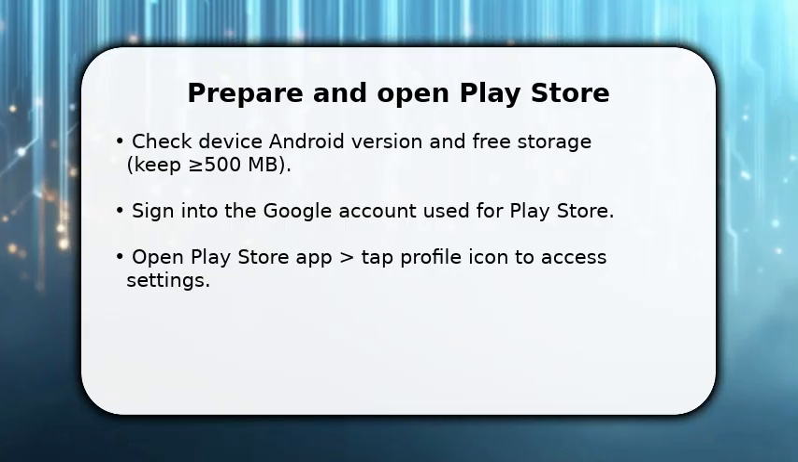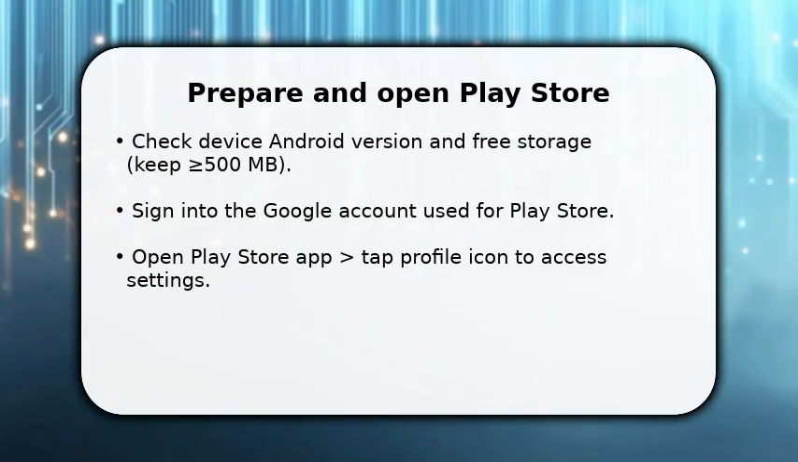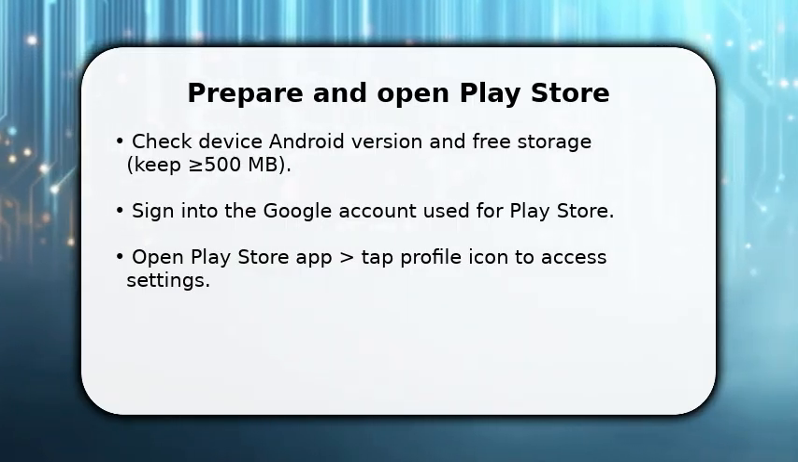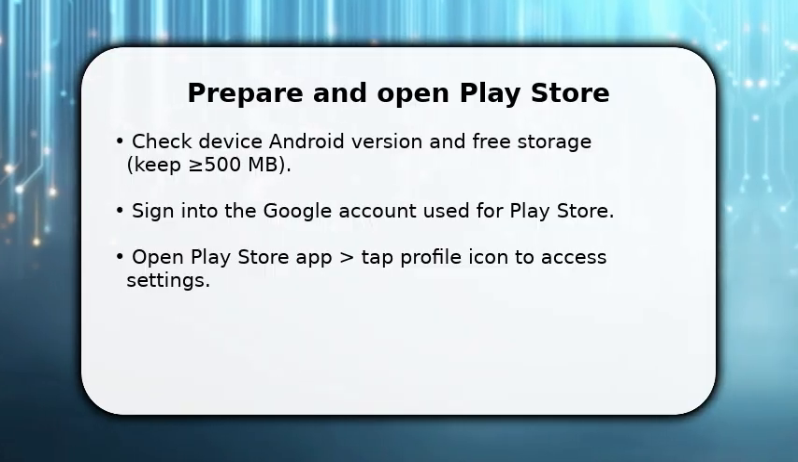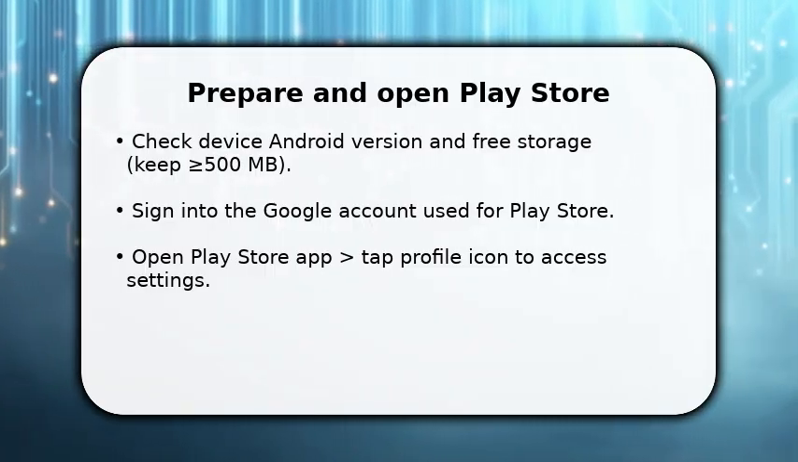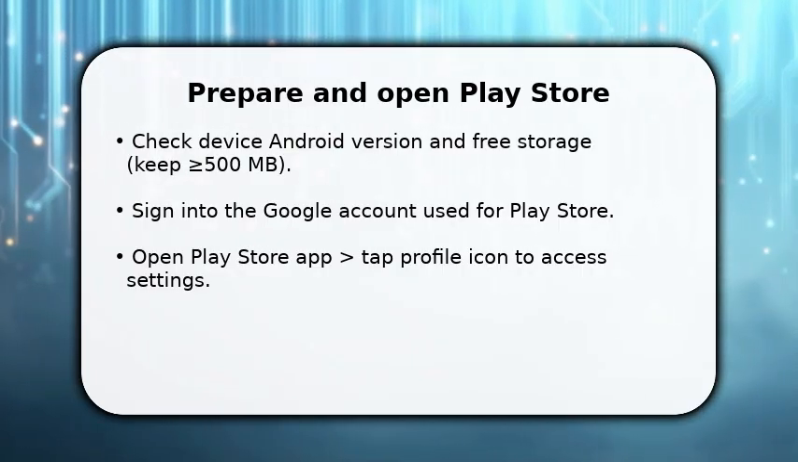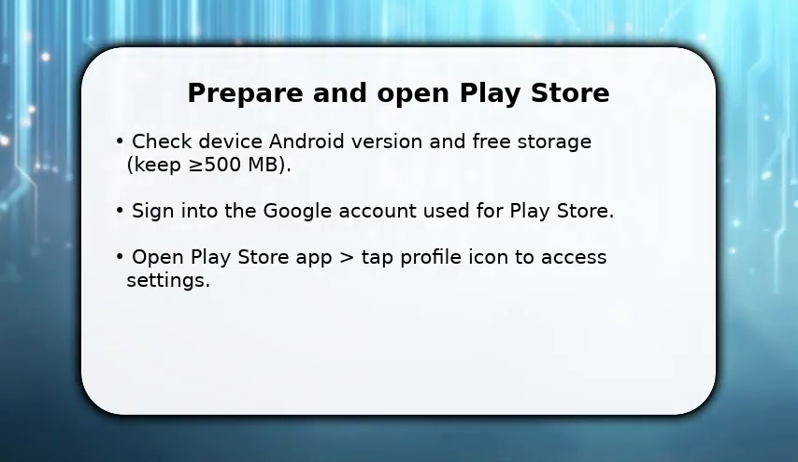Enjoy the video. You start by confirming essentials: your device's Android version and at least 500 MB free, because updates need room. Once done, make sure you're signed into the correct Google account. Now open the Play Store and tap your profile icon at the top right. Without pausing, go straight to Settings.